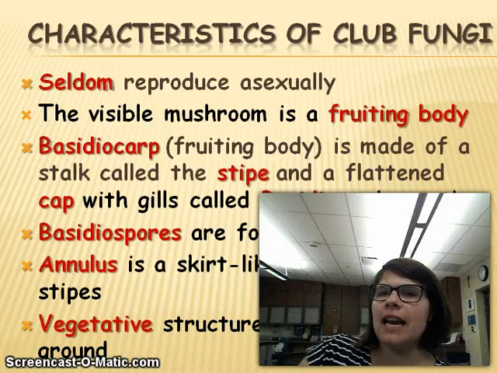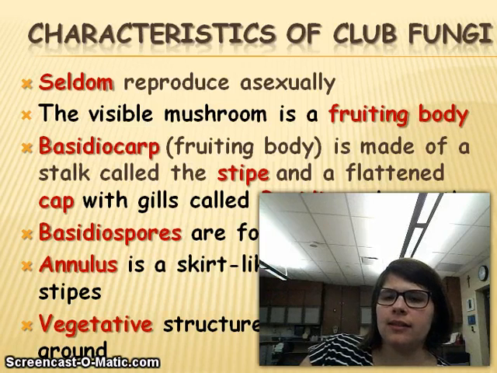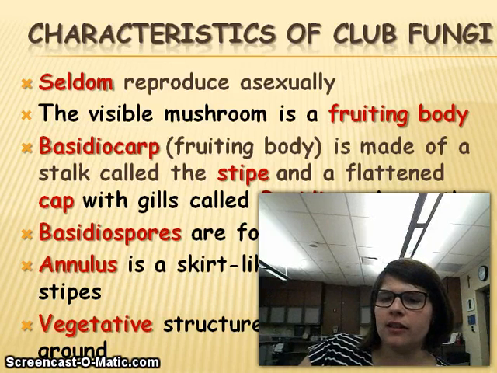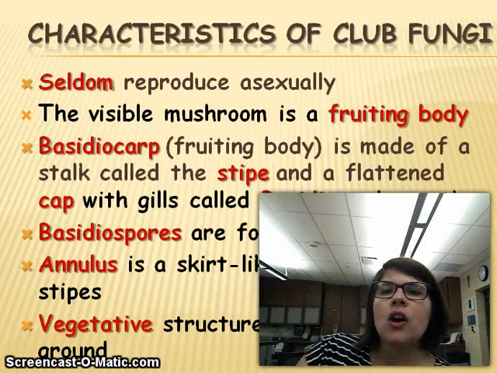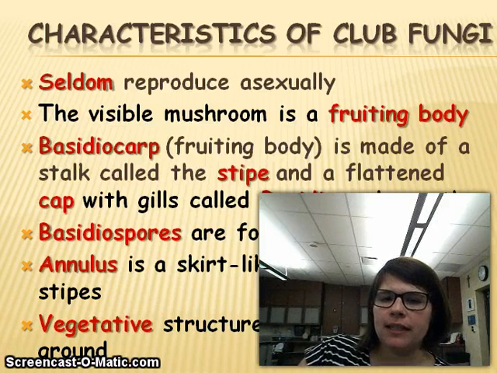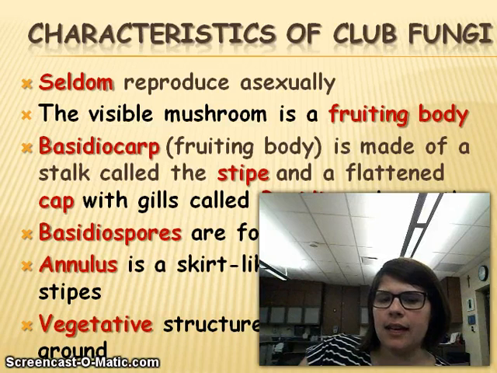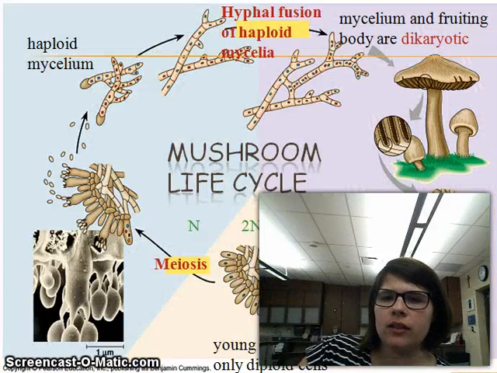The visible mushroom is actually the fruiting body, and the basidiocarp is made of a stalk called the stipe and a flattened cap with gills called the basidia underneath. So if you've looked at a mushroom, taken it apart, if you have some mushroom in your refrigerator, go ahead and look at it and identify that basidiocarp, the stipe, the cap, and the basidia underneath. The basidiospores are found on the basidia, and the annulus is a skirt-like ring around some of the stipes, so not all of them are going to have this. And it has vegetative structures found below the ground. Remember that mycelium, the rhizoids, all those are going to be under the ground.